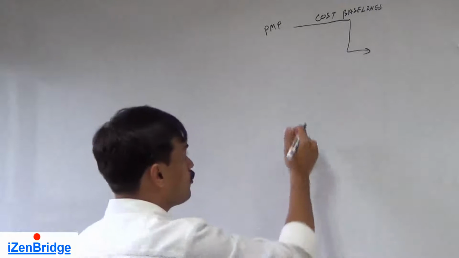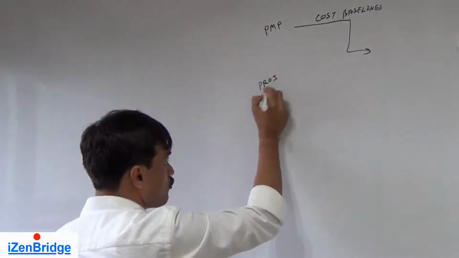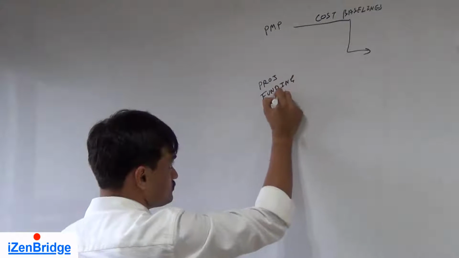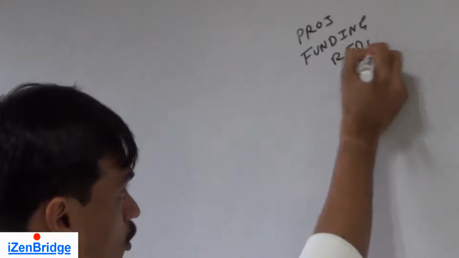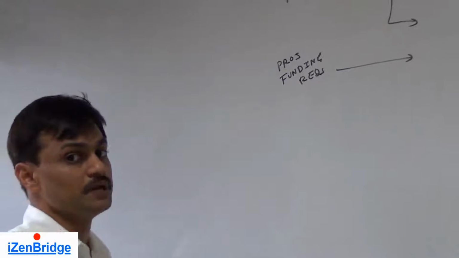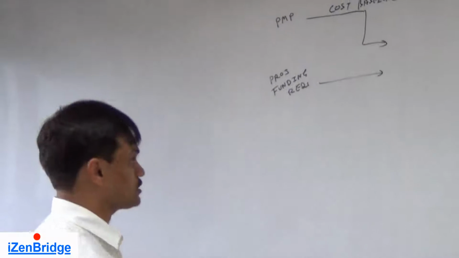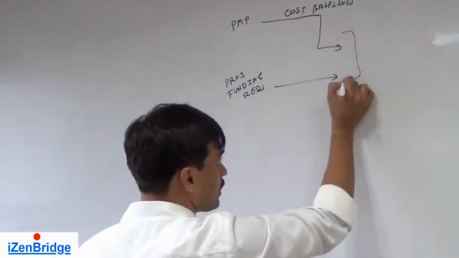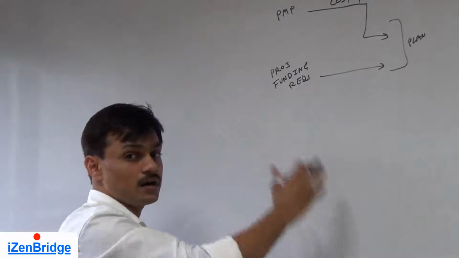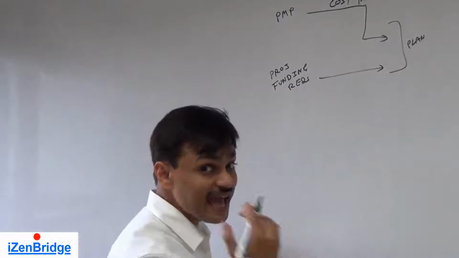Along with this, we also need to know project funding requirements. Now project funding requirements tell us at which particular milestone how much money was expected from a sponsor to the project. So this is a plan, an input which is telling us what was the plan against cost. And now we need to look at actual.